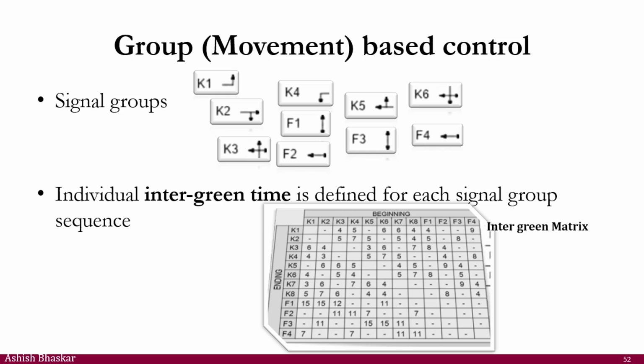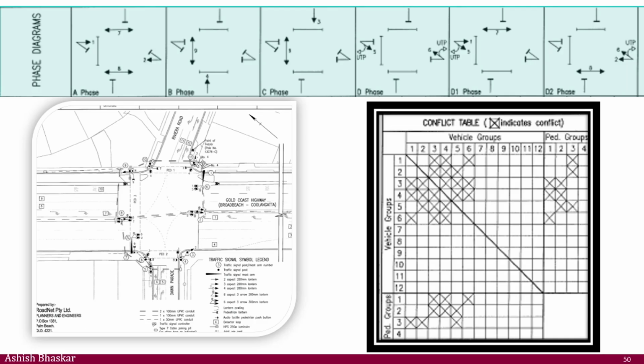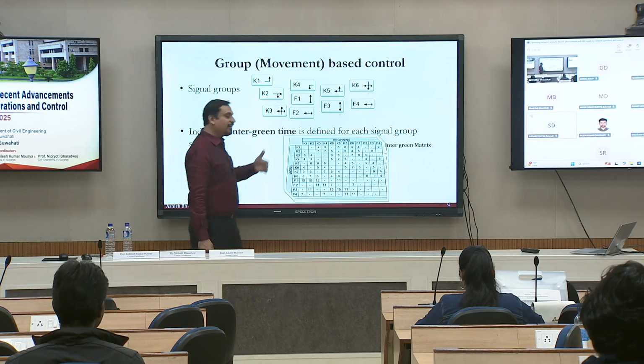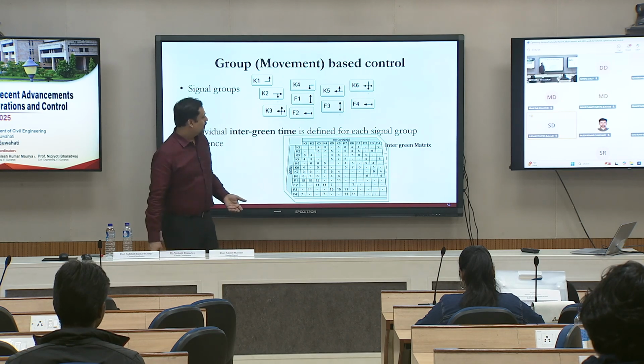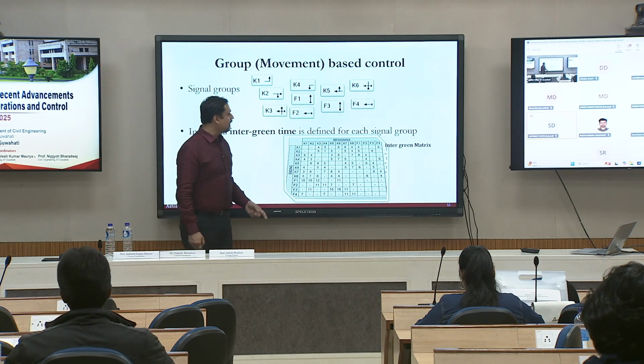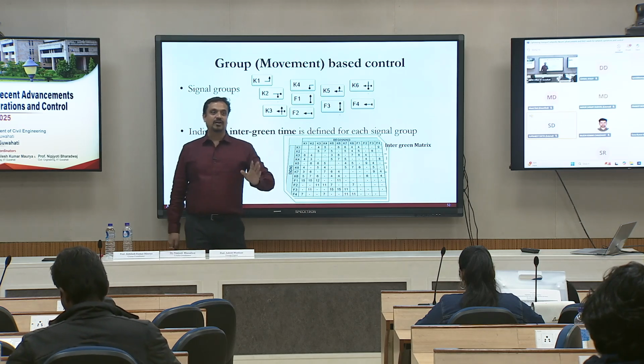The thing I said here was, in the previous case you have a conflict, I didn't talk about the conflict matrix to you. You have a conflict matrix, which means that wherever you have a cross, those things should never ever go together, right? And that conflict matrix is the one defining your ring and barrier or your phase sequence. In this case, you have an intergreen matrix. What it says is that I can start with K1, I am finishing at K1. If I have to start K3, I should have a 4 second intergreen.